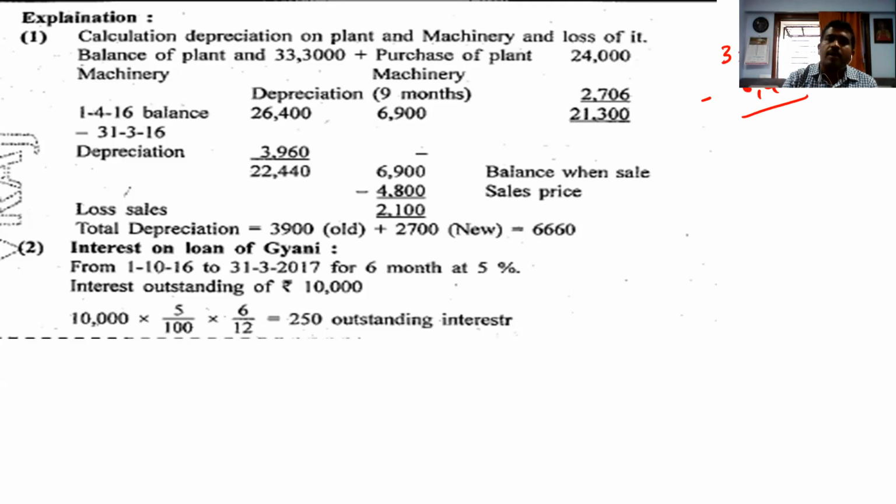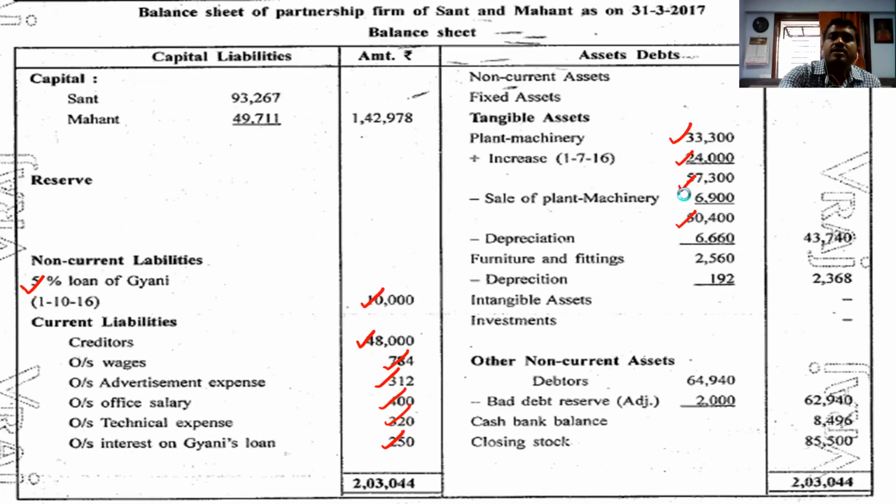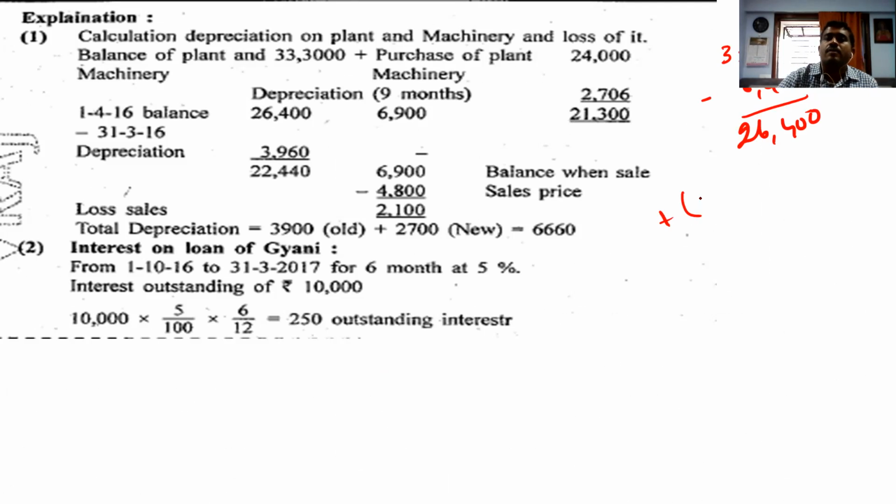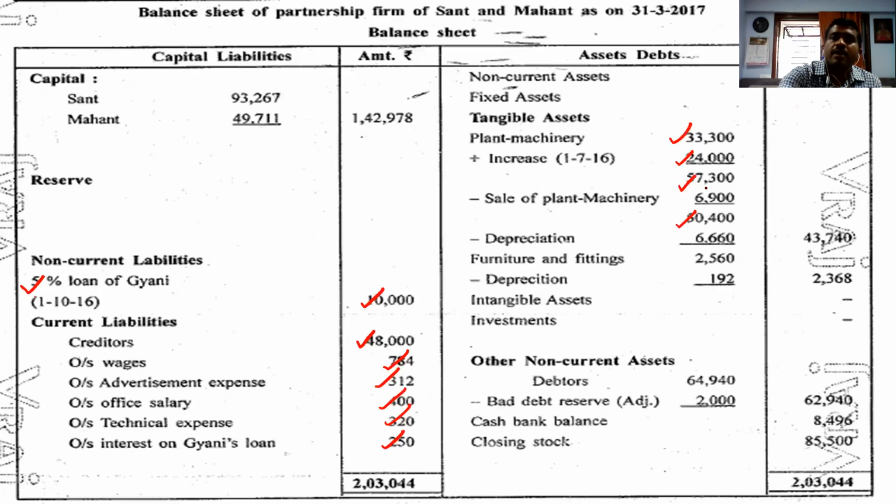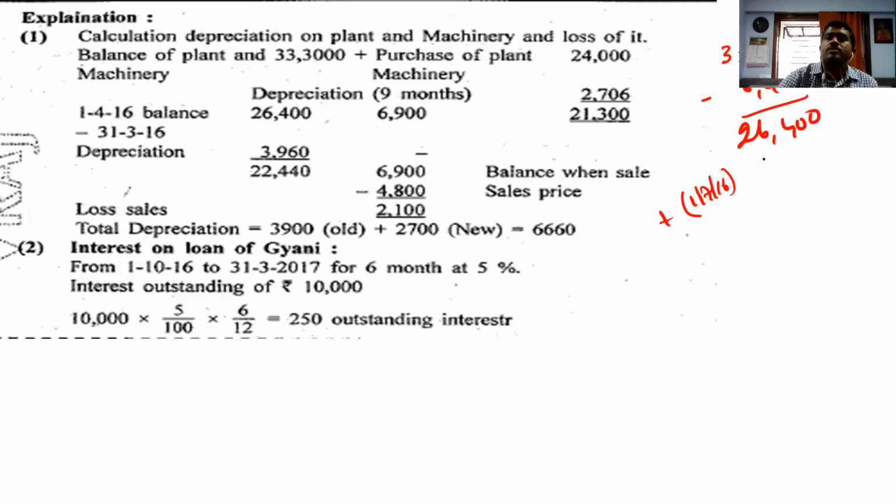33,300 minus 6,900 comes to 26,400. Now, what is the date of the machine we are purchasing? The date is 1/7/16. At what rate are they purchasing? 24,000.